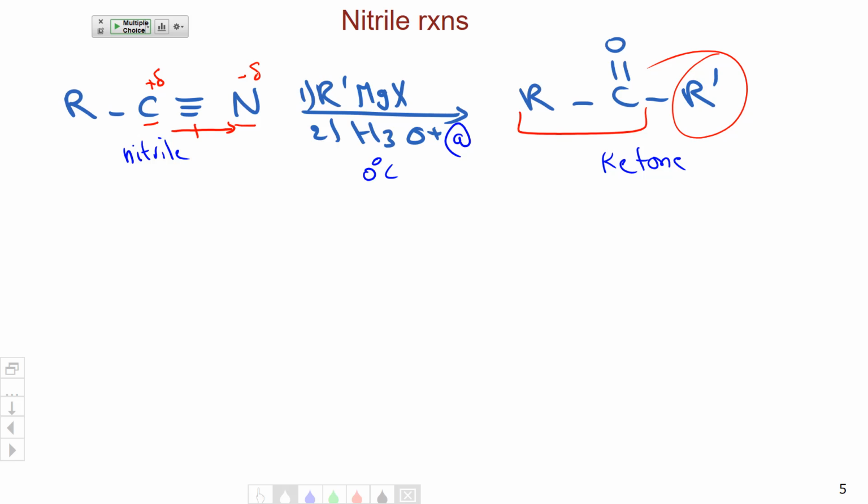So what's going to happen is the R prime minus of the Grignard is going to attack that carbon, pushing the electrons onto the nitrogen the same way it did for an oxygen. But in the nitrogen case, with the H3O plus, an OH will be added to the carbon that's going to end up being the carbonyl, while the nitrogen will leave as NH4 plus, as an ammonium, at the end of the mechanism.